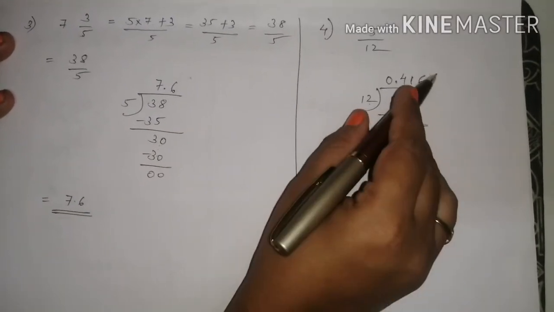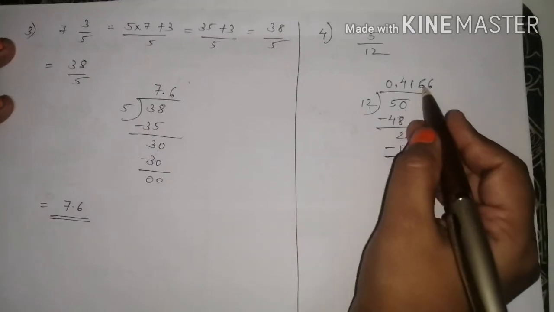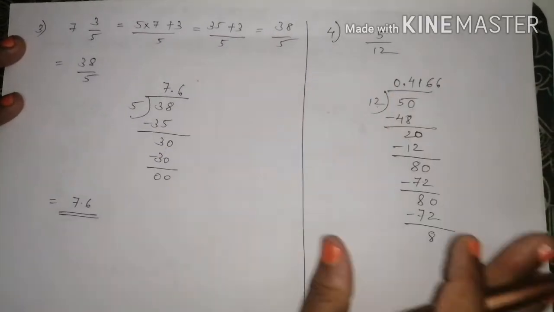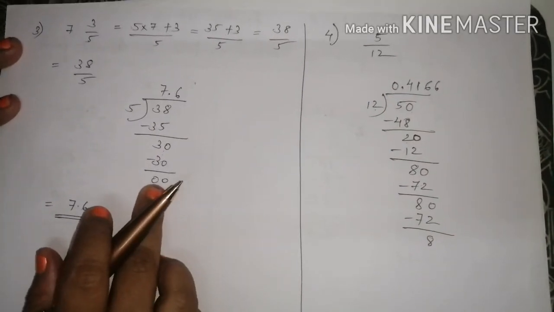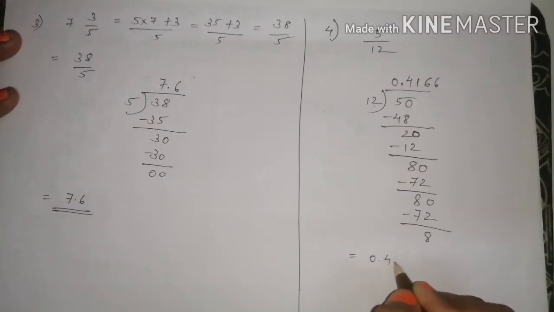Again this 0 you will take, again you have to take 6. Again you have to minus, again you have to take 6. So this 6 is going to repeat. The division is not going to end like this. We are not going to get 0 in this case. So this is called the recurring decimal form.